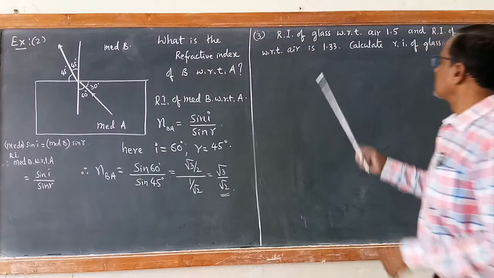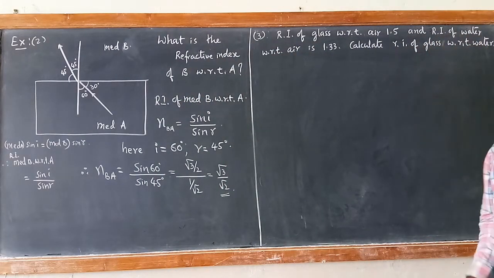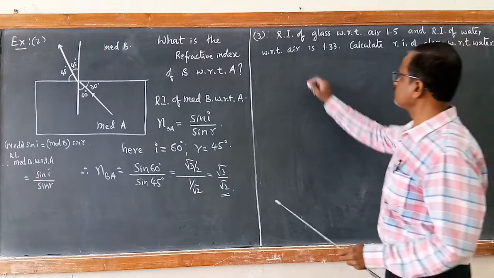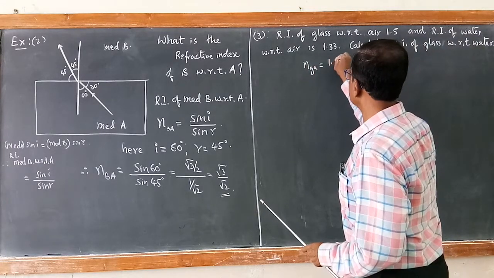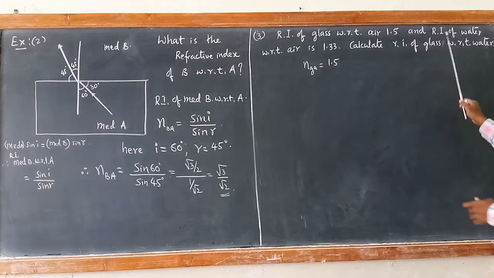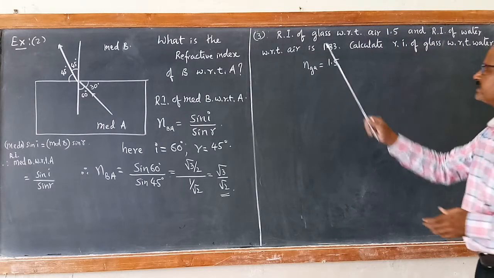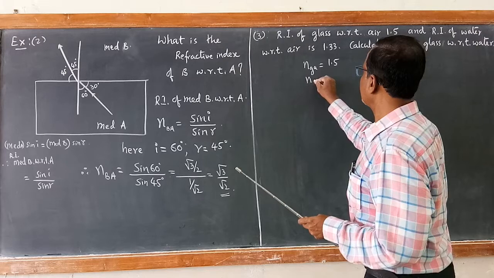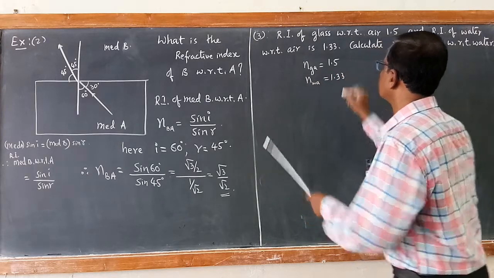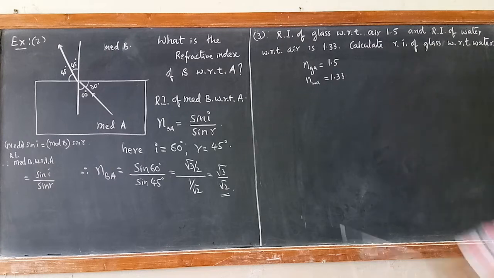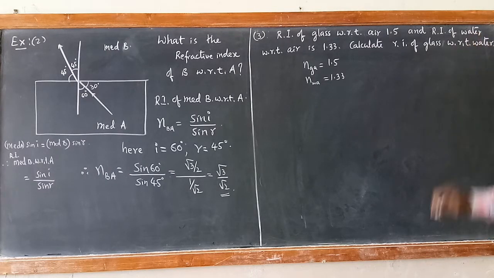Refractive index of glass with respect to air is 1.5. Refractive index of water with respect to air is 1.33. Calculate the refractive index of glass with respect to water.